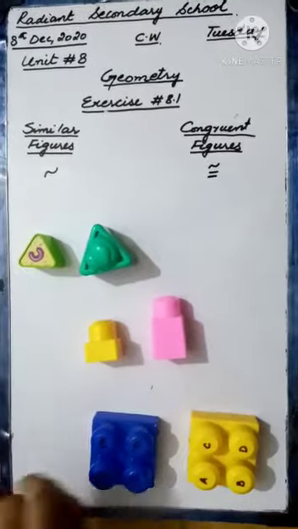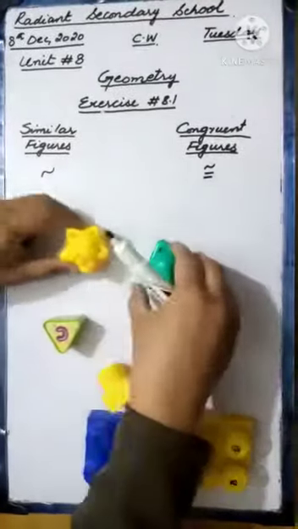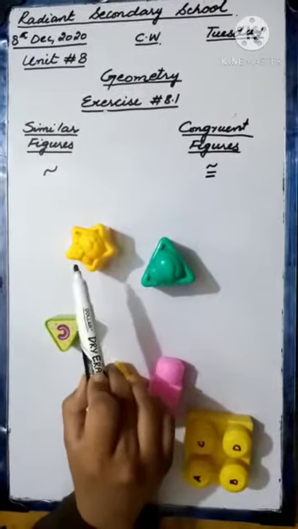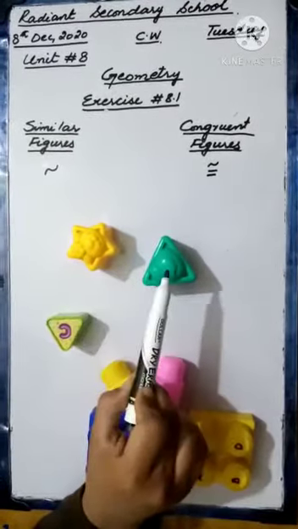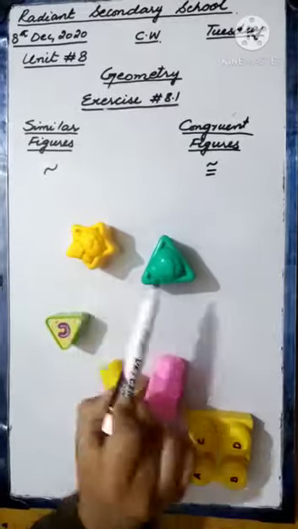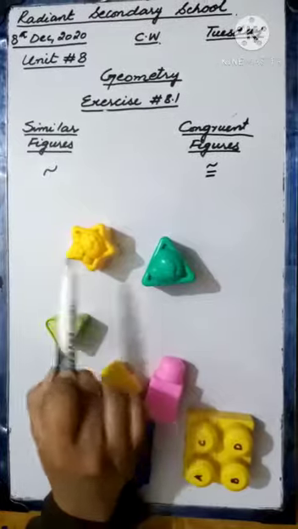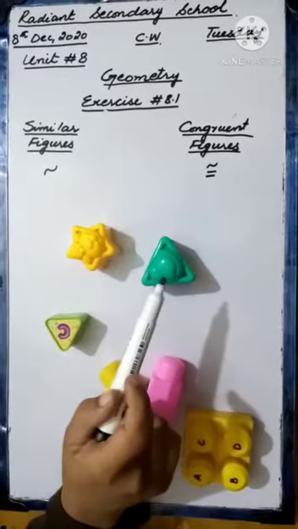But students, if I am comparing these two figures, what will they be? Yes, good. These will be neither similar nor congruent. Means there is no relation between these two. This is not similar because obviously the shape is different and obviously the size is different.